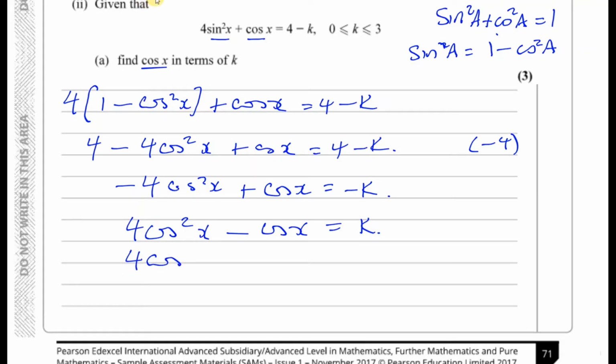No, in fact, I'll leave it like that because this is like a quadratic, and I want to solve this quadratic. So I can solve this quadratic by completing the square. I could put minus k equals 0 and then use the quadratic formula. What I'm going to do is complete the square here.